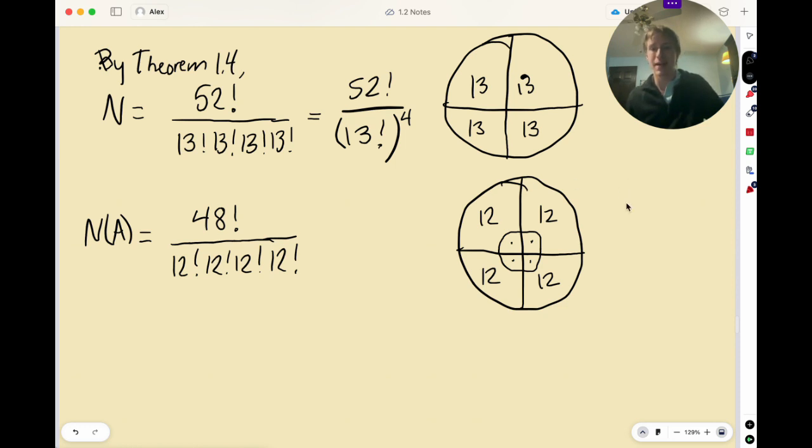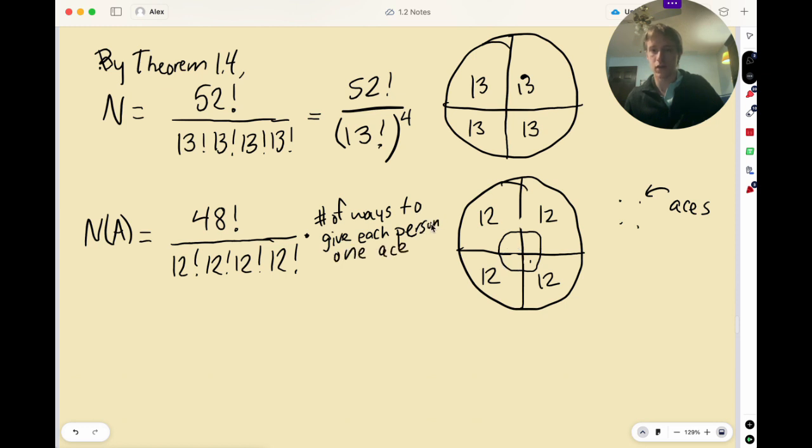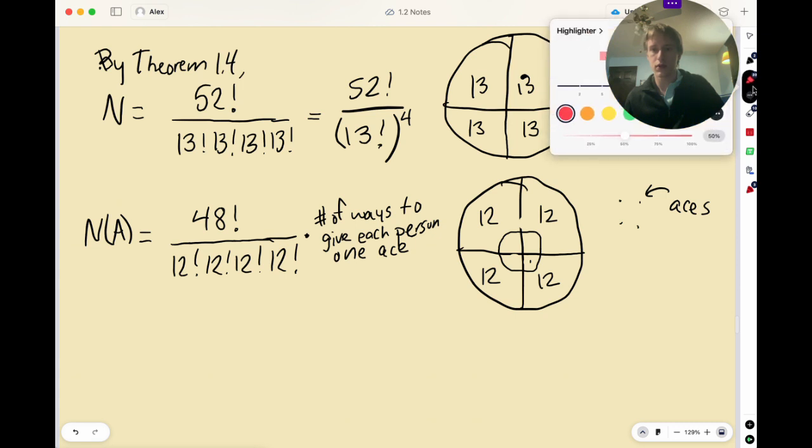Okay, so I'm taking the four aces, and those are my aces right now. So before any of this, my setup is just 48 total cards that I'm distributing among four equal groups. So each person gets 12 non-aces. But then I need to multiply this by the number of ways to give each person one ace.